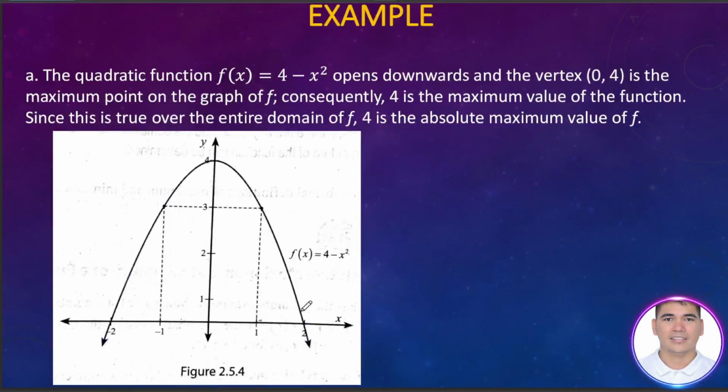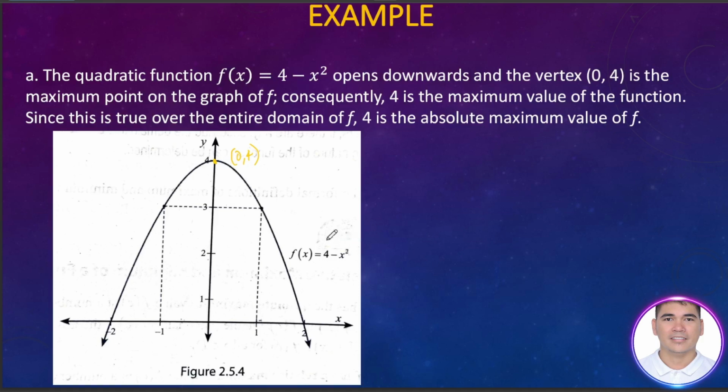So here we have an example, letter A: the quadratic function f of x equals 4 minus x squared. It opens downwards. This is the figure. It opens downwards, and the vertex is the point (0, 4). So this is the vertex, and that is (0, 4). That is our vertex, and this is the maximum point of the graph. As you observe, this is the maximum. This is the highest point the graph reaches. 4 is the maximum value of the function, since this is true over the entire domain of f.